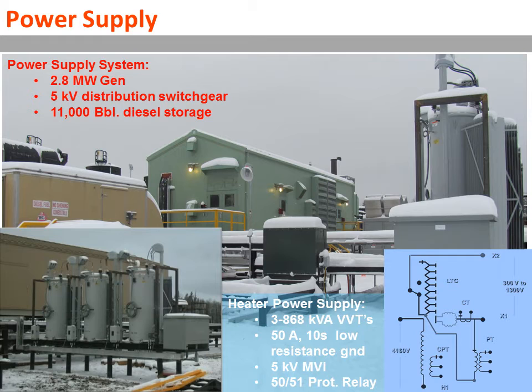Here's a picture of the power supply and what we've got there. We have the 2.8 megawatt generator system with 11,000 barrels of diesel storage. In the lower left hand corner you can see what are called VVTs, variable voltage transformers, which are powering each of the 3 legs connected in a Y formation. The heater supply schematic is on the right. We have a 50 amp 10-second low resistance ground to look at what the ground currents are, and we have a 5 kilovolt medium voltage 5051 protective relay system installed.